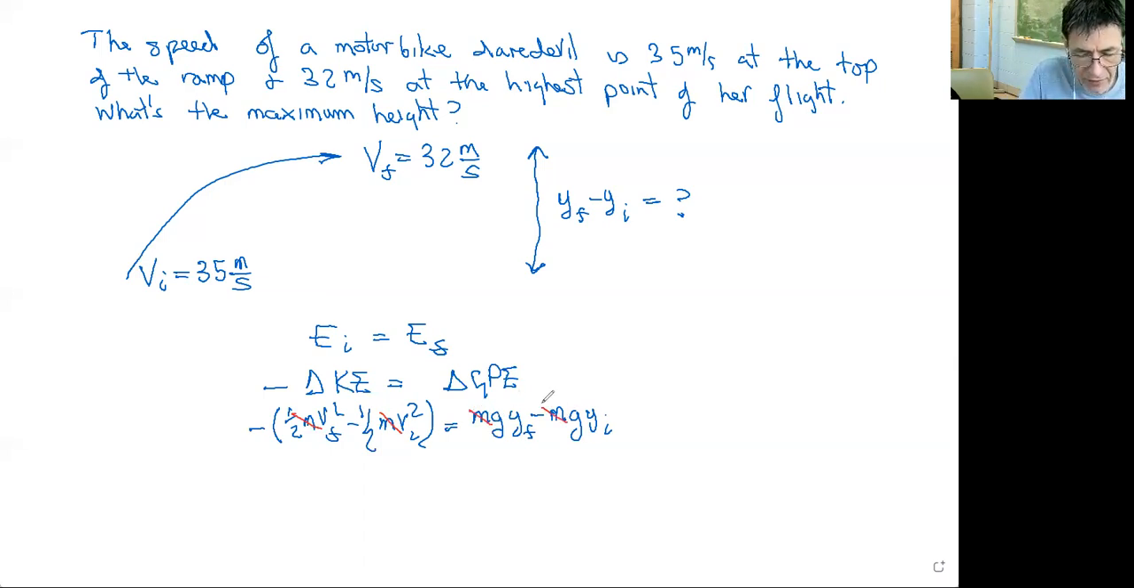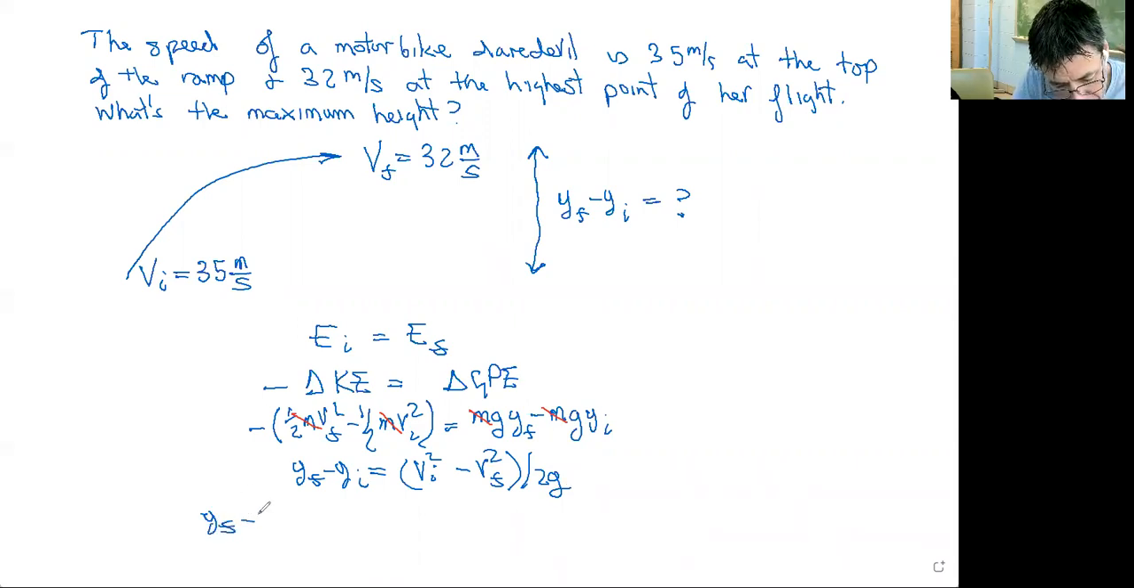And then if I divide through by the acceleration of gravity and multiply by 2, I get that the change in height, final height minus initial height, is equal to the difference in the squares of the initial speed and the final speed divided by 2 times the acceleration of gravity. And so I can just fill in the initial and final speeds.